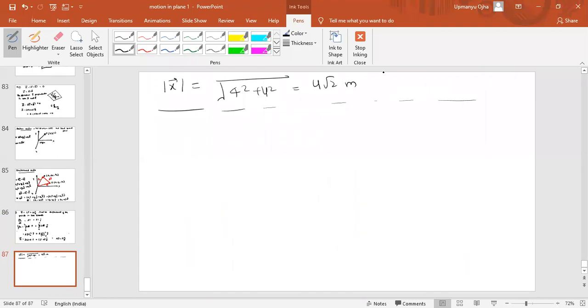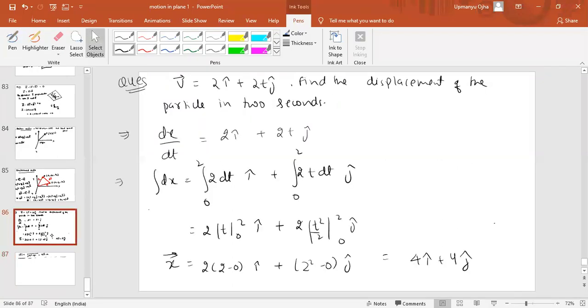Yes, very good. So you can see that we have combined two concepts here. One is the vector concept along with the motion in 1D. I have left this question in 1D because it was a displacement vector. So that is why I left that.